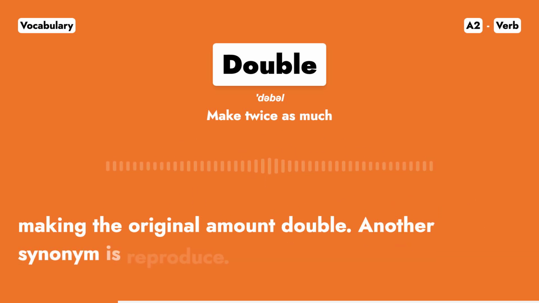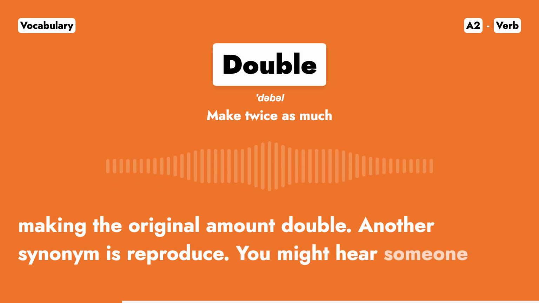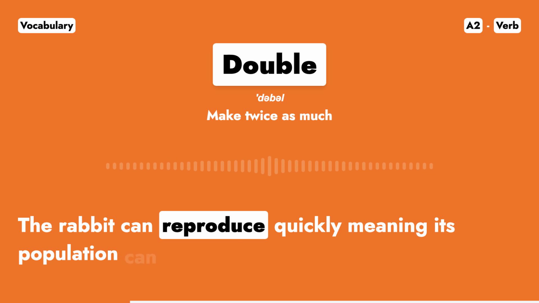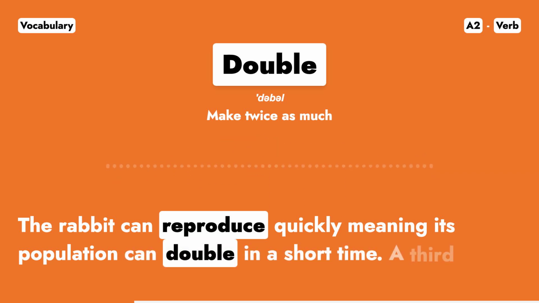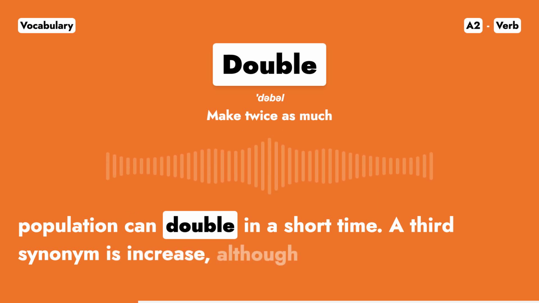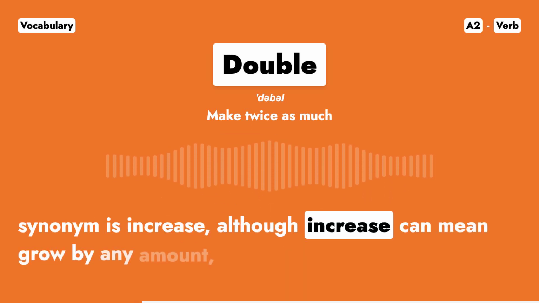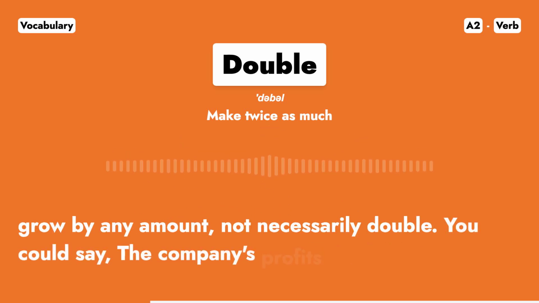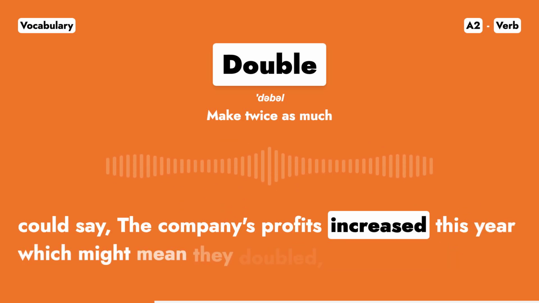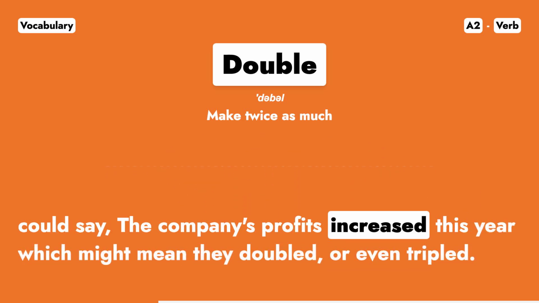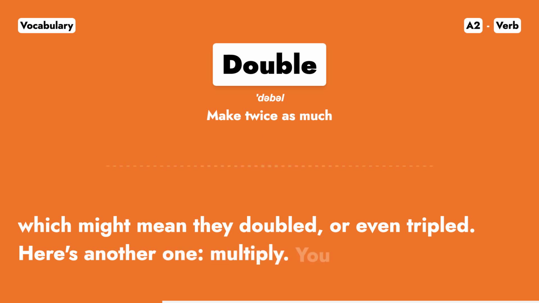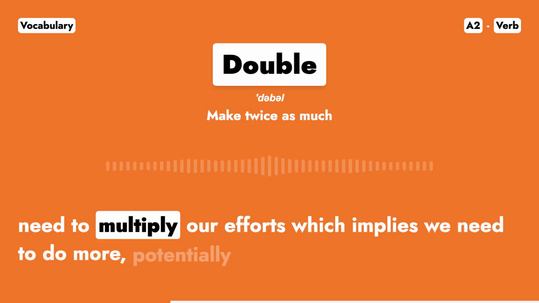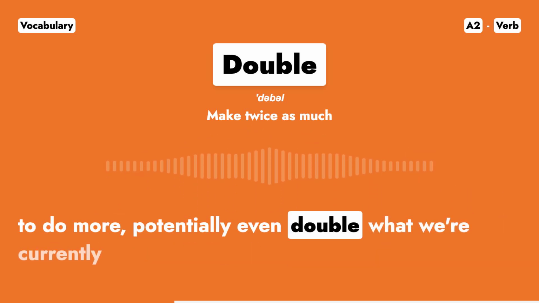Another synonym is reproduce. You might hear someone say, the rabbit can reproduce quickly, meaning its population can double in a short time. A third synonym is increase, although increase can mean grow by any amount, not necessarily double. You could say, the company's profits increased this year, which might mean they doubled or even tripled. Here's another one, multiply. You might hear we need to multiply our efforts, which implies we need to do more, potentially even double what we're currently doing.